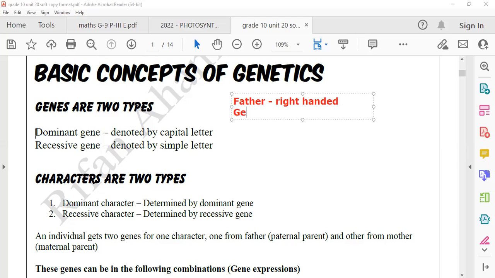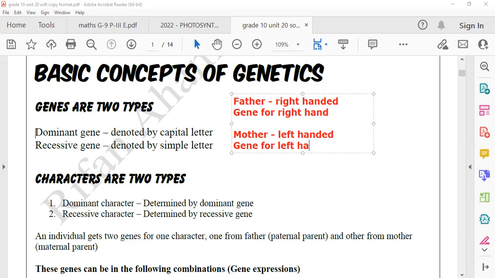So what is the gene he has? Gene for right hand. Your mother, say she is left-handed. So what is the gene she has? Left hand gene. My question is this. Now, is there anyone in this class whose father is right-handed, mother is left-handed, and you are right-handed?